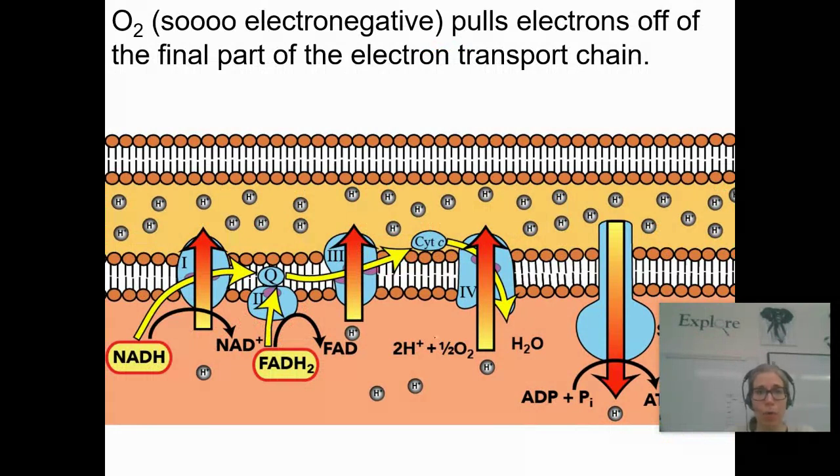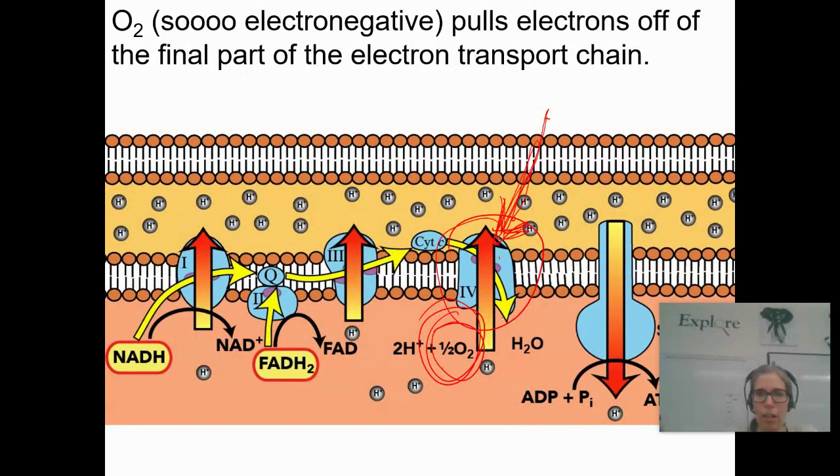So the whole point of oxygen here, oxygen is almost the most electronegative atom that we have on the periodic table, right? It's almost the most electronegative atom on the planet. And so its job is to pull these electrons off of here and make the whole thing continue. Because if you don't have oxygen, you can't pull electrons off of this final electron transport molecule in the electron transport chain. So the whole job of oxygen is to pull electrons off of this molecule right here, the final electron transport chain molecule. It combines with hydrogen and makes water.